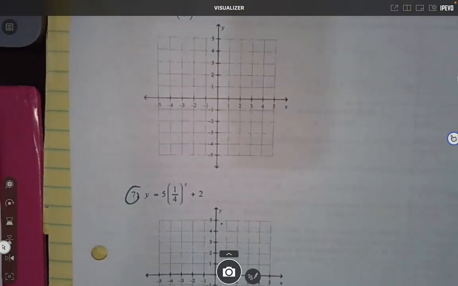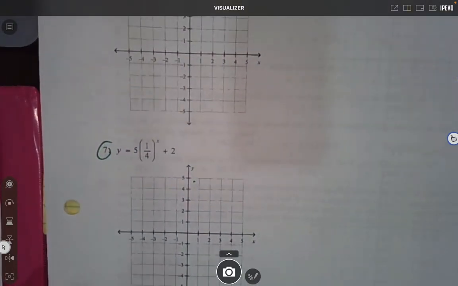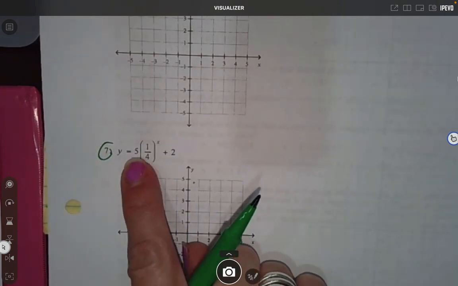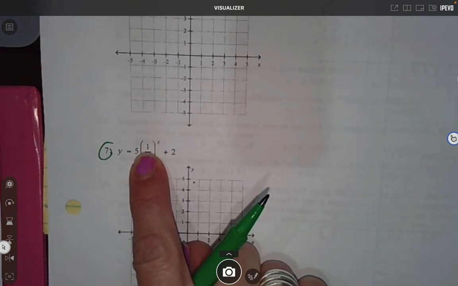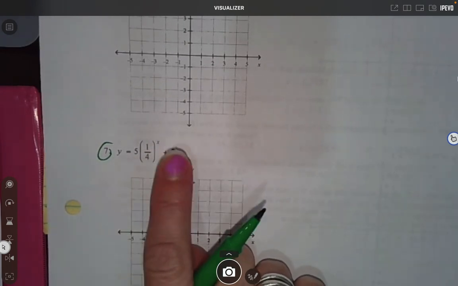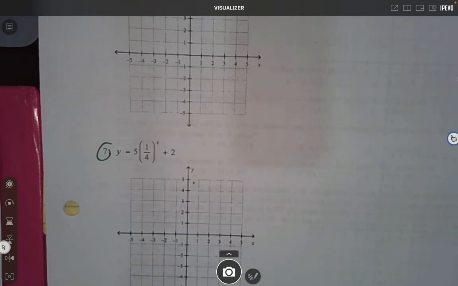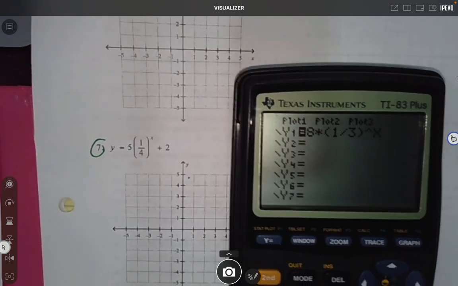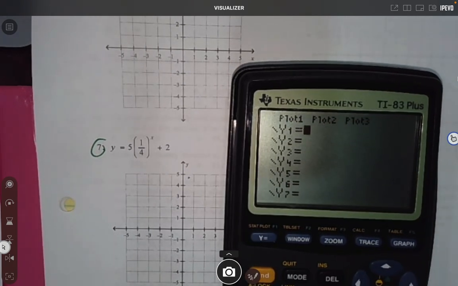Are we good to move on to number 7? So what is this one going to be? Decay. I'm just going over this for practice. We would think we would start at 5, but where are we actually going to go up to? Up 2 more. So instead of 5, I'm going to start at 7. That's what I'm guessing. Say that we don't have a clue. Our calculator will tell us. So I'm going to type in 5 times 1/4 to the x plus 2.